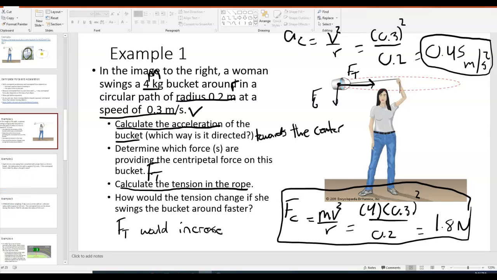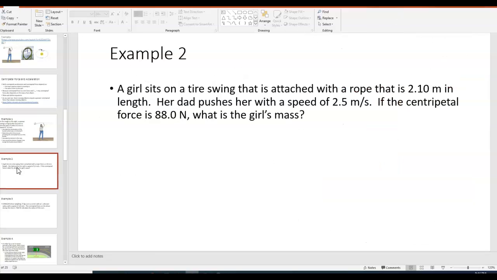Okay, and then just one more really quick example. Example 2. Girl sits on a tire swing that is attached to a rope that is 2.1 meters in length. This is going to be the radius of the circle. Notice radius is in meters. Her dad pushes her with a speed. For the purpose of this equation, speed and velocity you can treat as the same thing. That's going to be our v. If the centripetal force is 88 newtons, so there's Fc, what is the girl's mass?